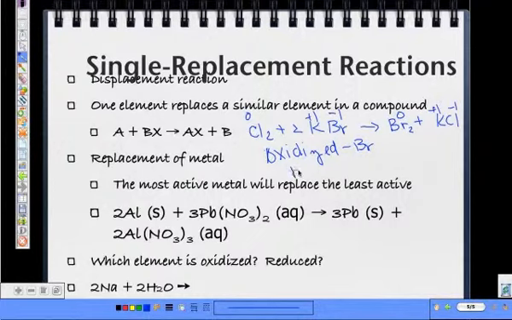And reduce. Chlorine, right? Chlorine's gone down from 0 to -1. Potassium hasn't changed. We always have those two.